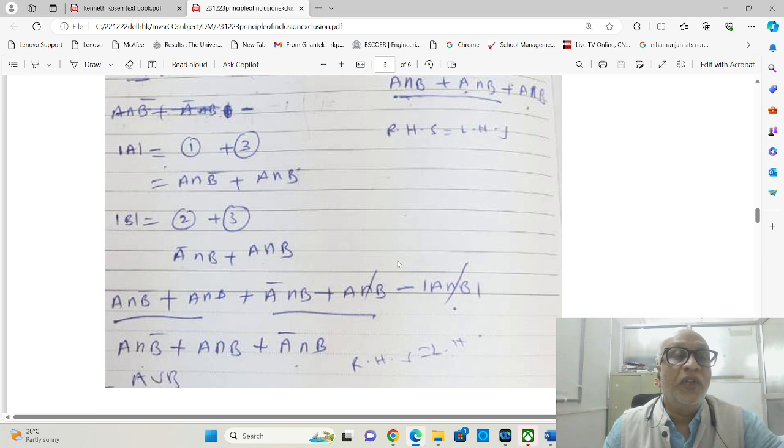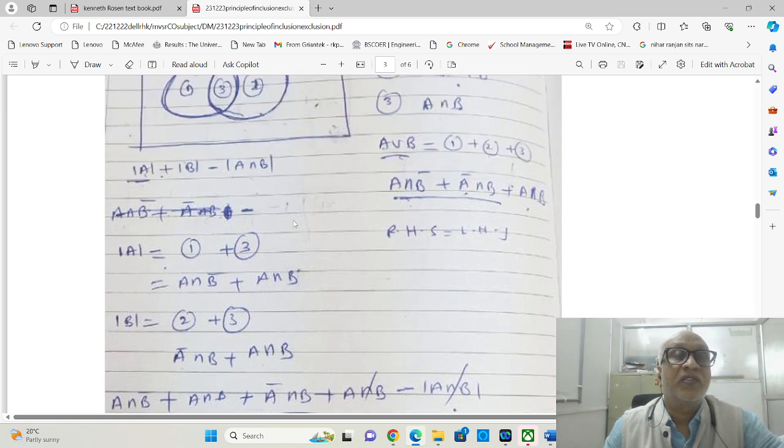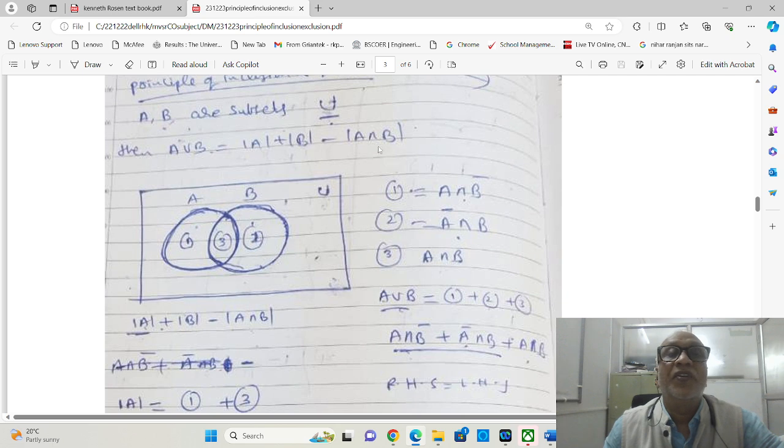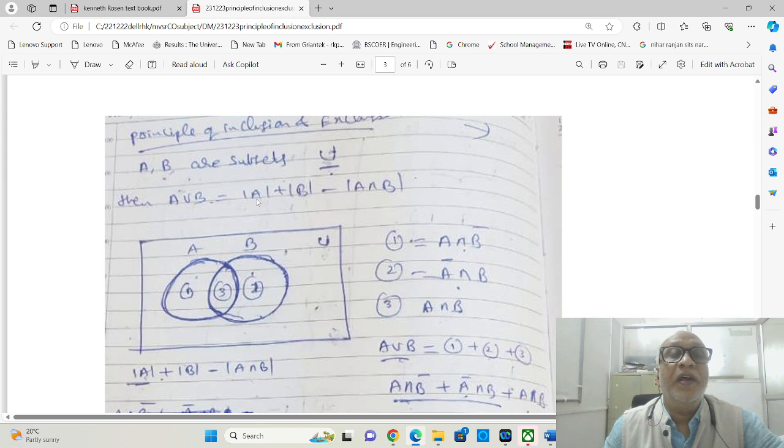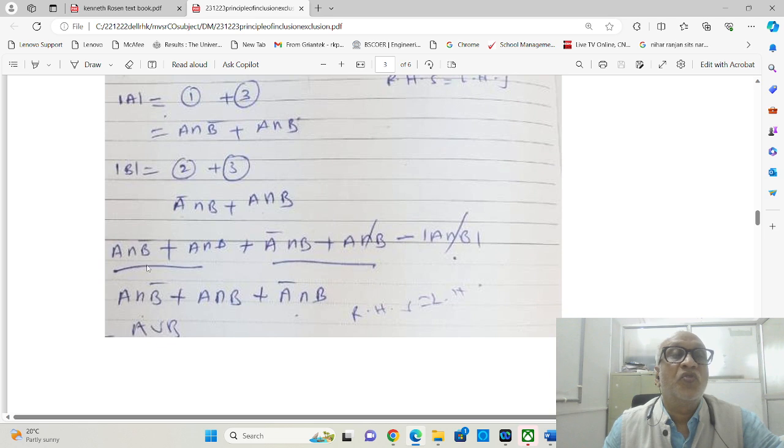Now what we are doing here is we are looking at this formula, same. So we have to take number of elements of A, number of elements of B minus A intersection B. A is equal to 1 plus 3, which means A intersection B bar plus A intersection B. Same thing we have written here. Similarly for B we have written A bar intersection B plus A intersection B.